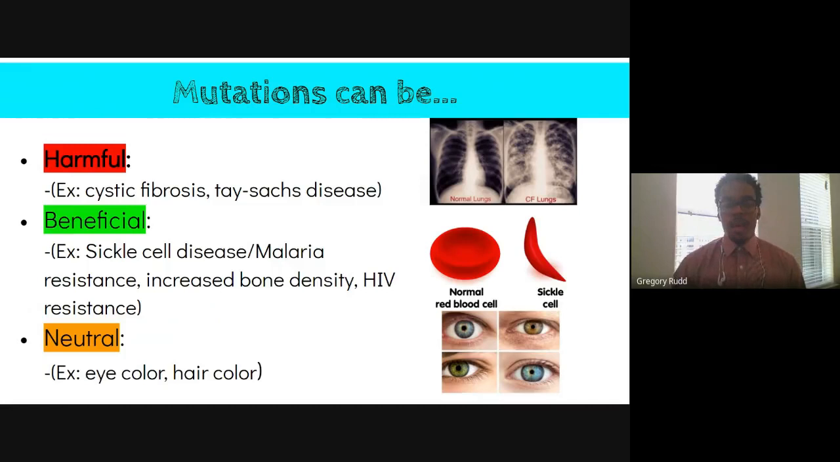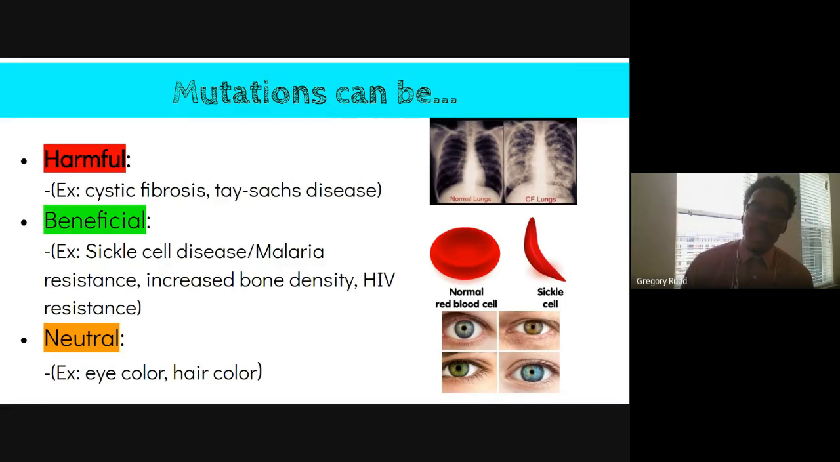All right. Now, mutations can sometimes be harmful, beneficial, or neutral. Neutral meaning that they don't really have an impact on a person or an organism's ability to survive. Harmful mutations, of course, make the likelihood of survival decrease. So some genetic mutations make life less likely or more challenging. Some are actually adaptations.